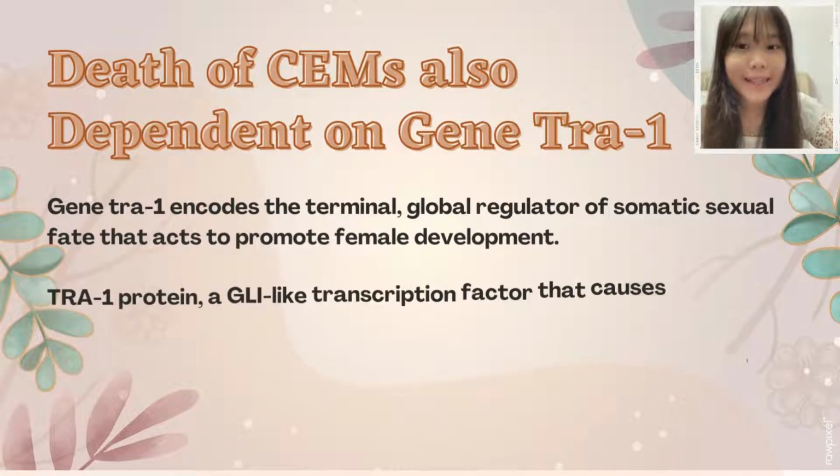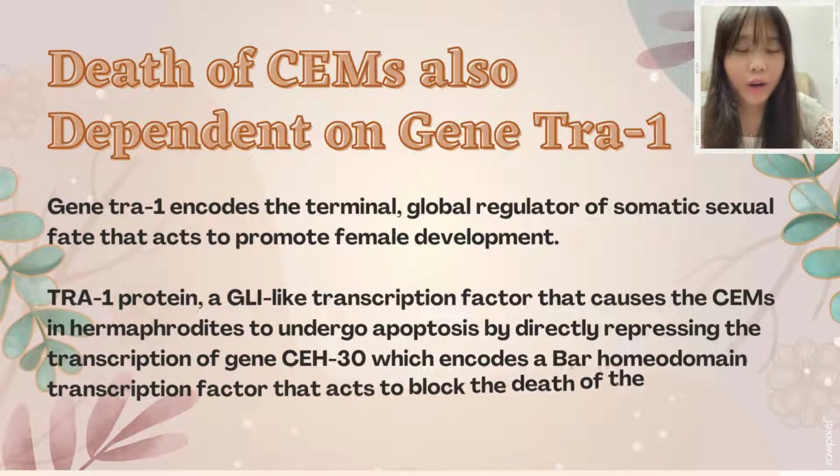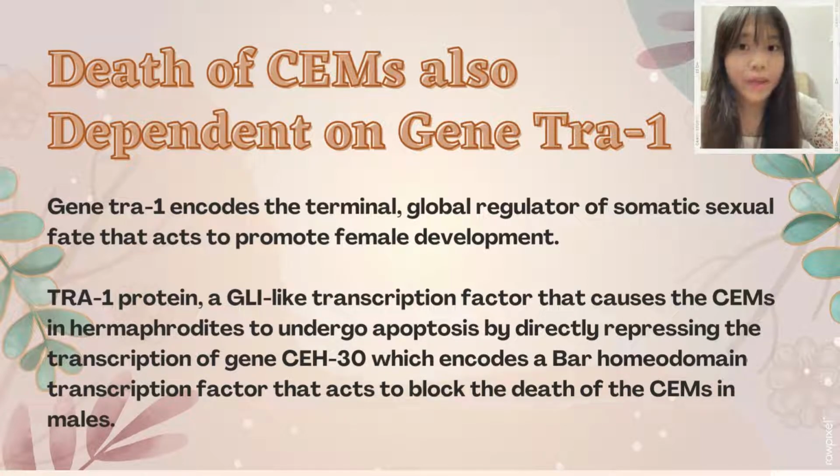The death of the CEMs is also dependent on the gene TRA1. The gene TRA1 encodes the terminal global regulator of somatic sexual fate that acts to promote female development. TRA1 protein, a GLI-like transcription factor, causes the CEMs in the hermaphrodite to undergo apoptosis by directly repressing the transcription of the gene CEH30, which encodes a BAR homeodomain transcription factor that acts to block the death of the CEMs in males.